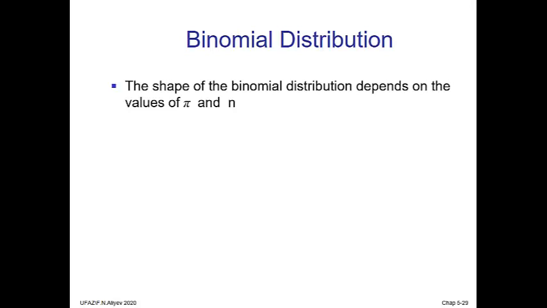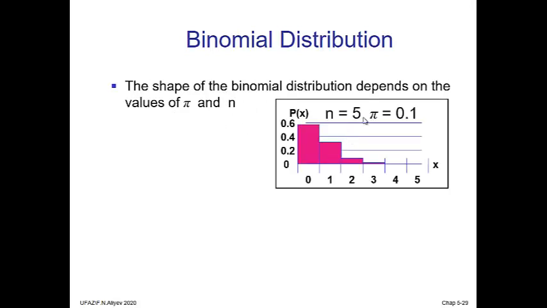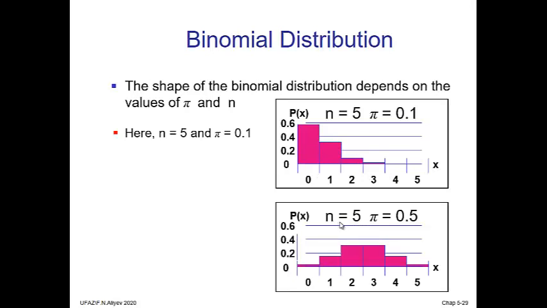Now let's consider the characteristics of the binomial distribution by graph. The shape of the binomial distribution depends on the values of π and n. If n = 5, for x = 0, 1, 2, 3, 4, 5, if you calculate these probabilities, you will obtain this graph. Yes, if n = 5 but π = 0.5, your graph looks symmetrical. Okay.